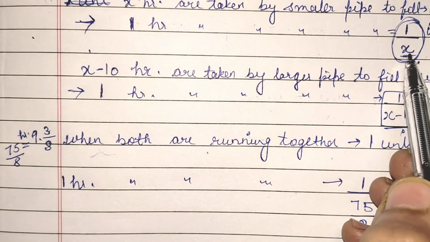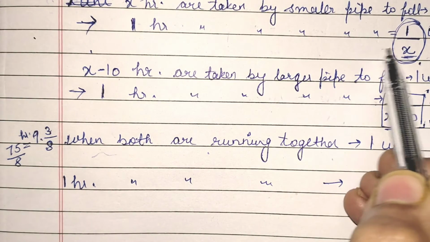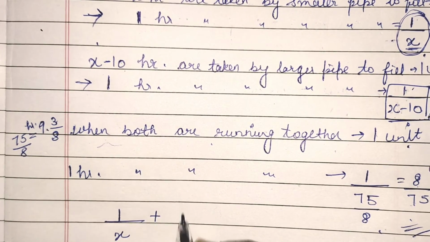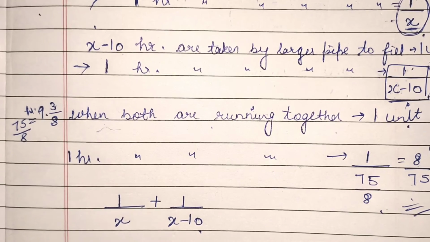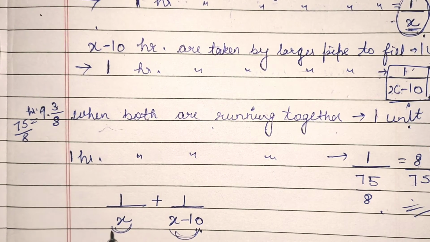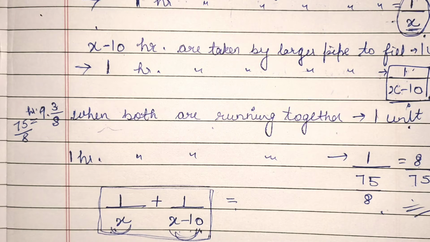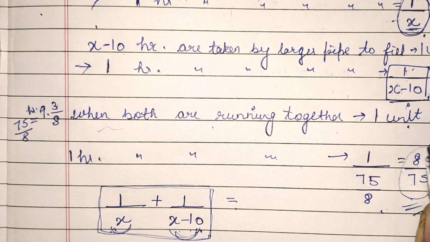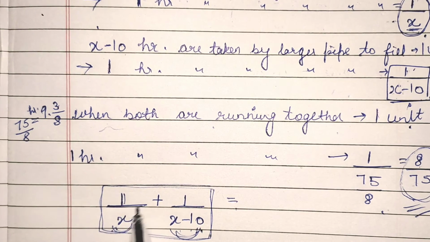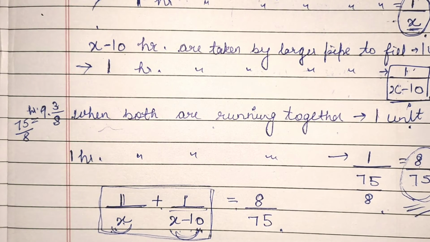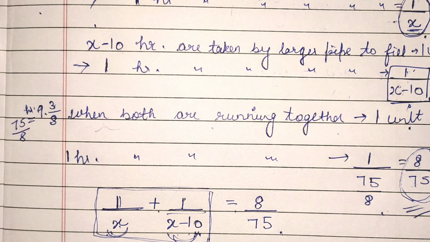Okay, so now if I do the addition: when the smaller is running individually, it fills 1 by x unit. When the larger is running individually, it fills 1 upon x minus 10. So now I am adding the work done by the individual taps so that I can get the case when both taps are running together. This is also the work done when both taps are running together. So I can write 1 upon x plus 1 upon x minus 10 is equal to 8 by 75.